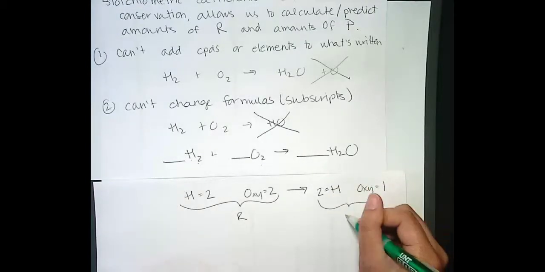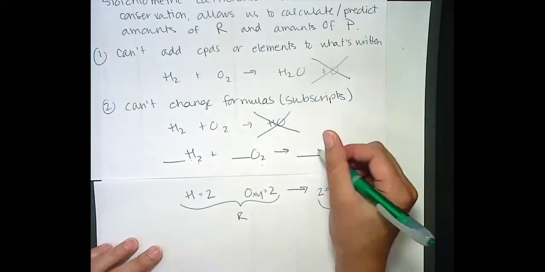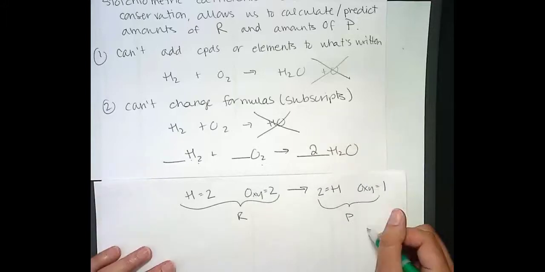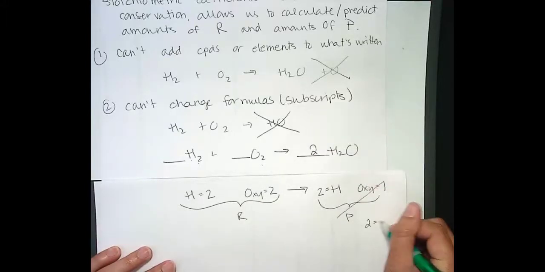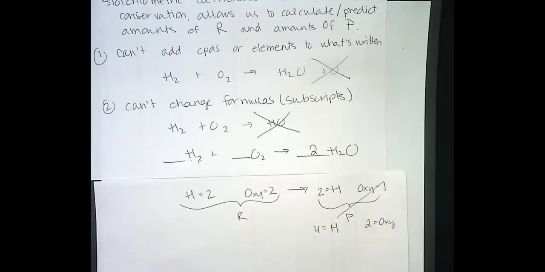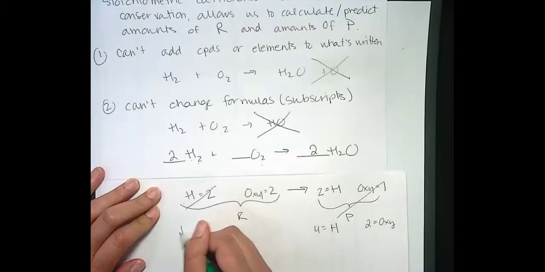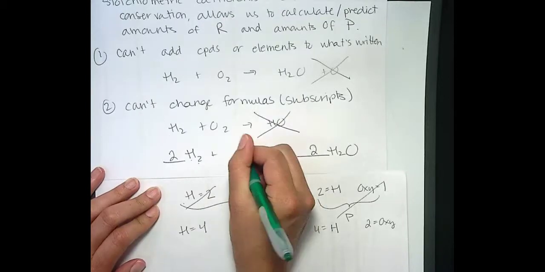Now here's the thing. When you change the coefficient, when you change the number in front of a molecule, you're changing the amount of all of the atoms in that molecule. So I need to double up at least. So, okay, now I've got 2 oxygens and I've got 4 hydrogens, which is fine. My oxygens are balanced, but that means I need to put a 2 in front of my diatomic hydrogen gas. And this just remains a 1.